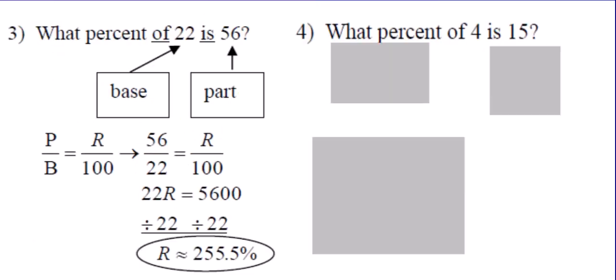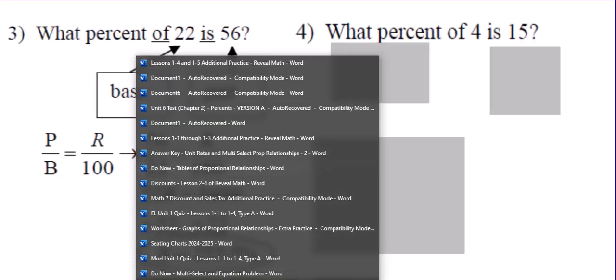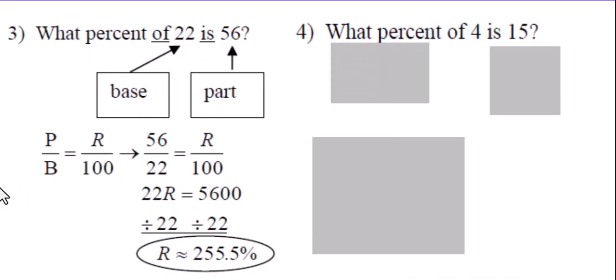All right, let's take a look at our next example. This one's a little tricky because our base is actually smaller than our part. So when we say what percent of 22, meaning out of 22, is 56. Once again, the percent R is my unknown, but the base is actually 22. So you can see I plugged it in down here on the bottom of our fraction, and then the part is going to be up here. So 56 over 22 equals R out of 100.